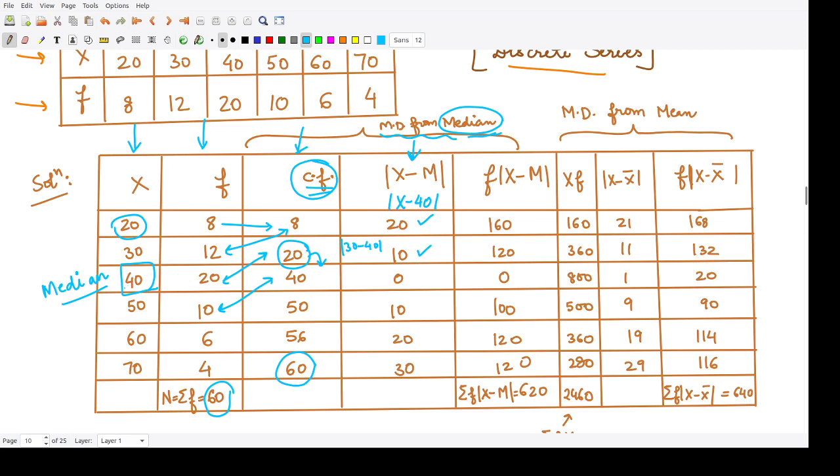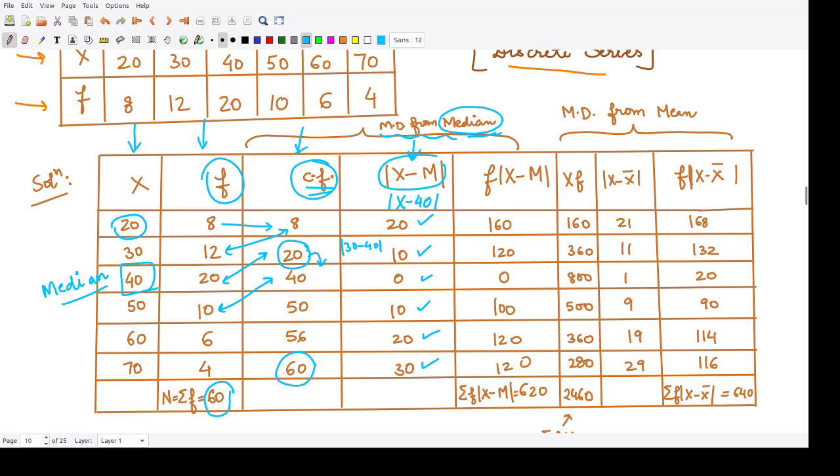And then 40 minus 40 mod would be 0. 50 minus 40 mod would be 10. 60 minus 40 mod would be 20, and then 70 minus 40 mod would be 30. So this is the column modulus of x minus m. Next, we multiply this whole column with the frequency column, so we multiply this f and this column.